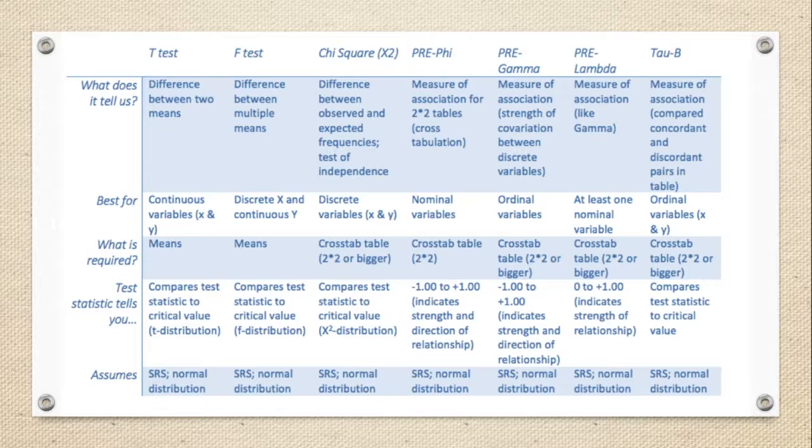So we talked about t-tests last time. We will talk about f-tests later. This time we're going to talk about the gammas and lambdas in this particular table. Don't worry, you'll see this table again.